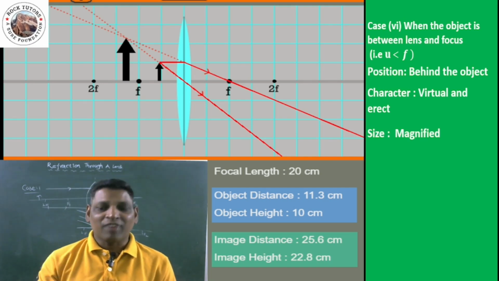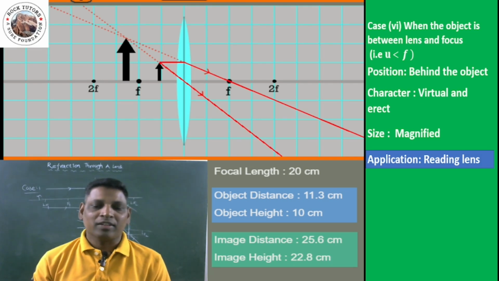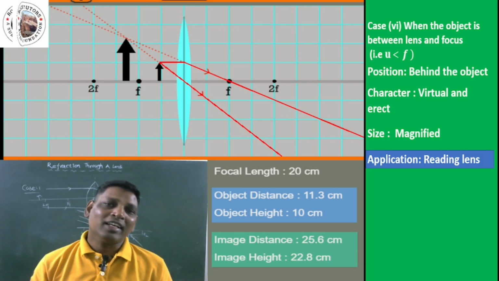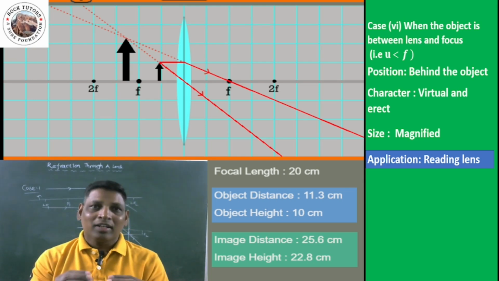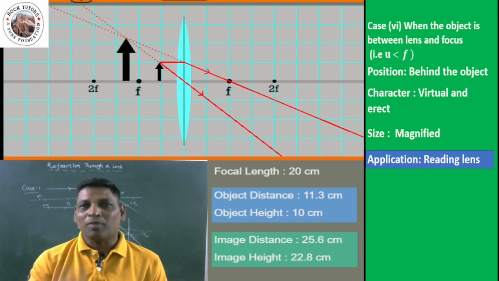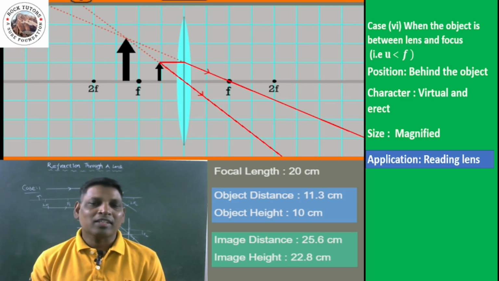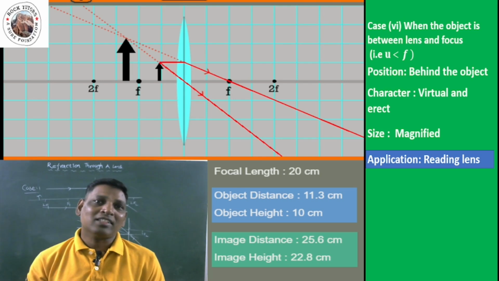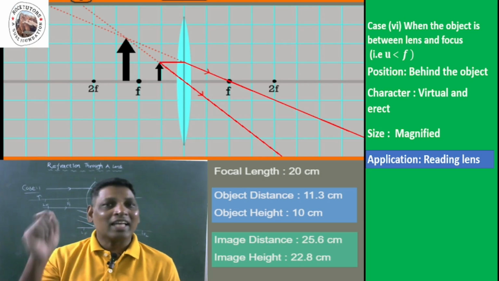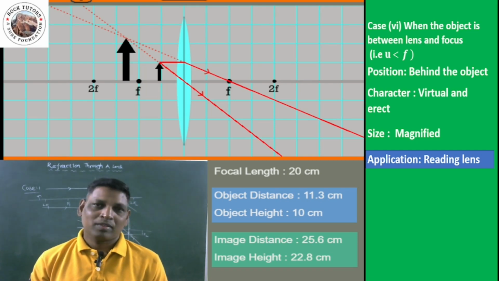Size: magnified. Application: reading lens. We use this lens as a reading lens. This lens will magnify the letters, so you can easily read small letters. So this is about the convex lens. The convex lens forms two kinds of images, real as well as virtual.